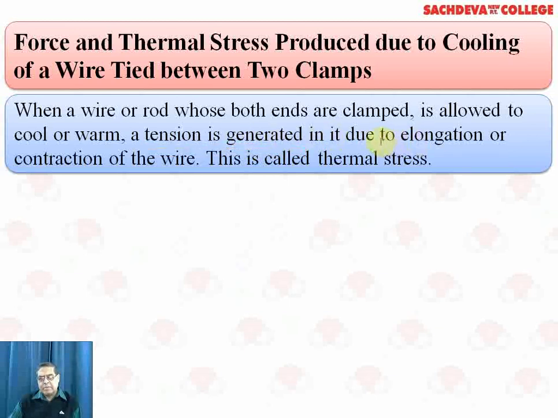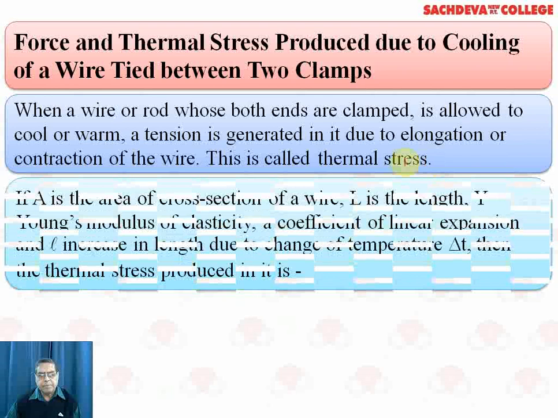This tension arises among the atoms due to elongation, that is the change in length, or contraction of the wire. When we remove the applied force, there will be contraction in the wire because the wire's tendency will be to come back to its original position. This is called the thermal stress. Thermal means regarding heat, that is, stress produced due to heat. Whenever we heat, there will be variation in stress, that is, the force per unit area.